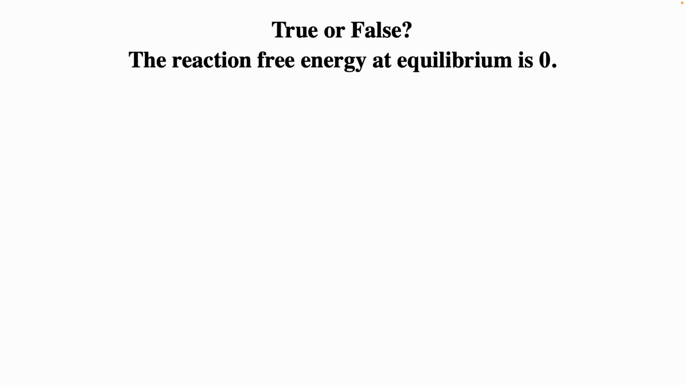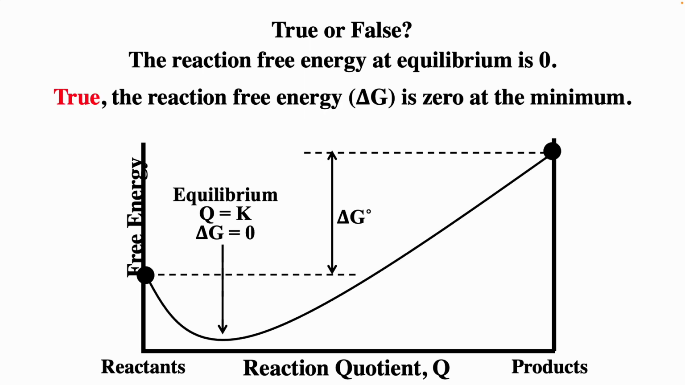True or false, the reaction free energy at equilibrium is 0. And so that's true. So that's the non-standard Gibbs free energy. It's a little confusing. You have non-standard Gibbs free energy and standard Gibbs free energy. The non-standard Gibbs free energy is the slope of this line. And so at equilibrium, it's equal to 0. The standard Gibbs free energy is a constant for a specific reaction at a specific temperature. And so it's just products minus reactants, does not change. Constant for a specific reaction at a specific temperature.